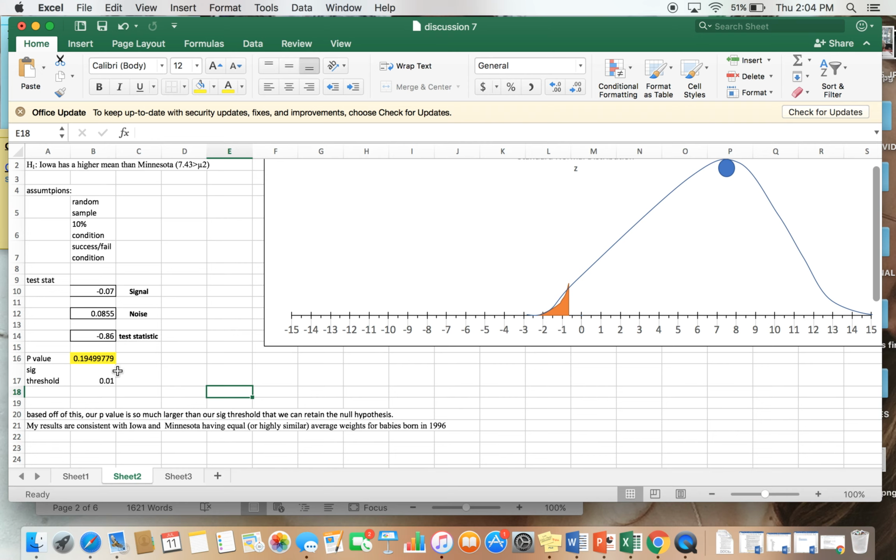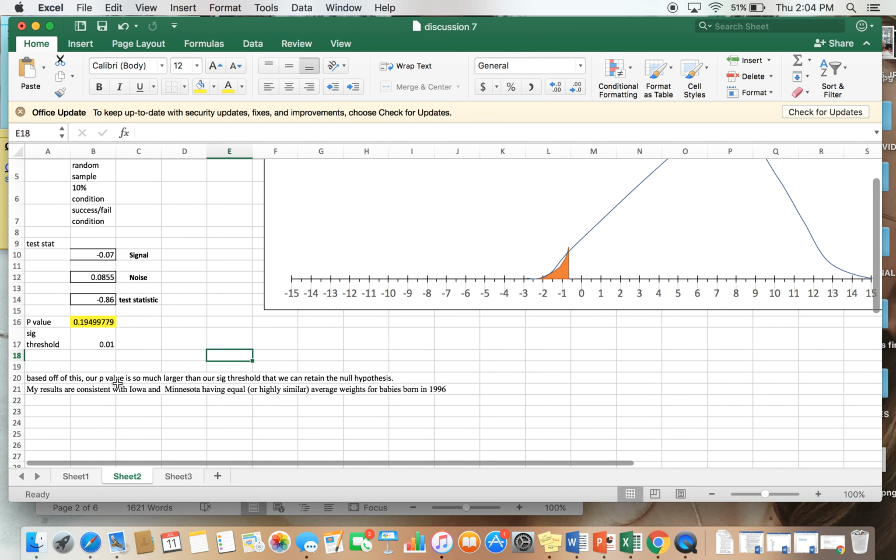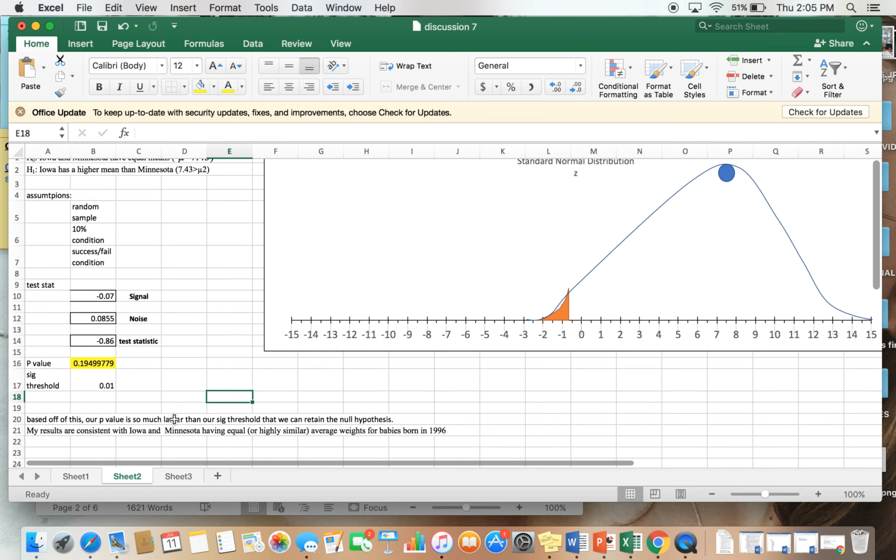If our significance threshold is 0.01, 0.19 is way above that significance threshold. Since our p-value is so much larger than our significance threshold, we can retain the null hypothesis, is what I would say. I'd say this because the results are consistent with Iowa and Minnesota having equal or highly similar average weights for babies born in 1996. I would go as far as to say that.